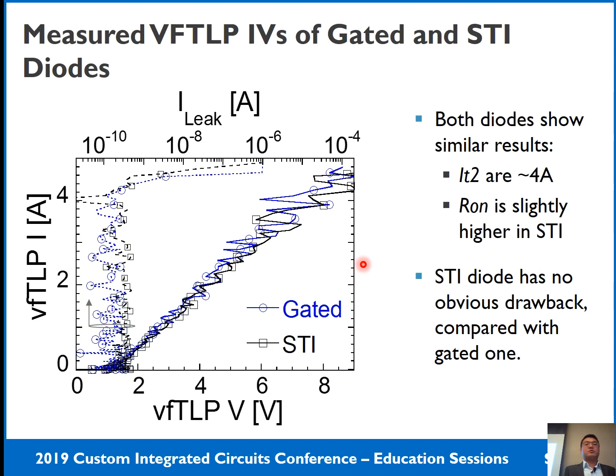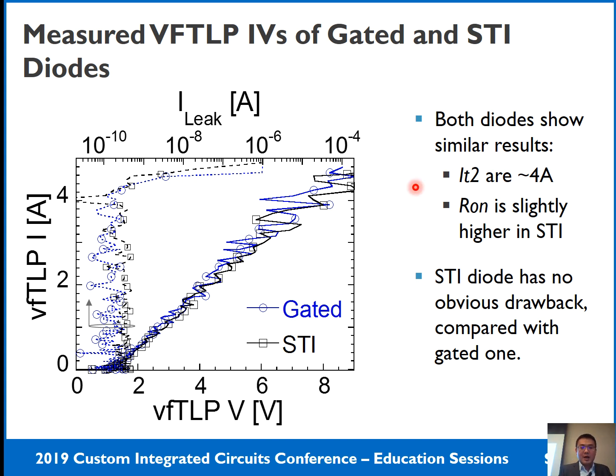Then let's look at the 2 nanosecond very fast TLP result. This 2 nanosecond very fast TLP is usually used to evaluate the ESD device under the CDM, charge device model, device behavior. According to the ESDA Industrial Council, the CDM, the charge device model, is the primary real-world ESD event in the IC industry. So they are quite important.